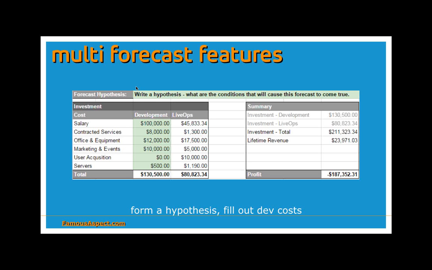And in each forecast, it asks you to write a hypothesis: what is going to happen that will make this forecast come true. So for your worst case scenario, it might be the game does not get featured by Apple, no major cross promotion, no marketing spend, and it is buggy at release. And if that's the case, what's going to happen with your finances? So you write that hypothesis, and then the first step is to lay out what your development costs are going to be in headcount, contracting, office and equipment, marketing, user acquisition, and servers.